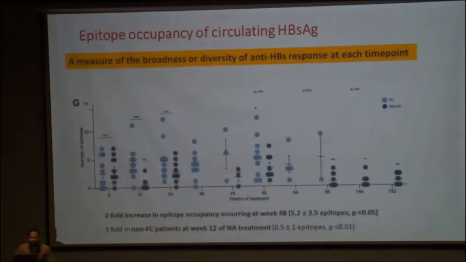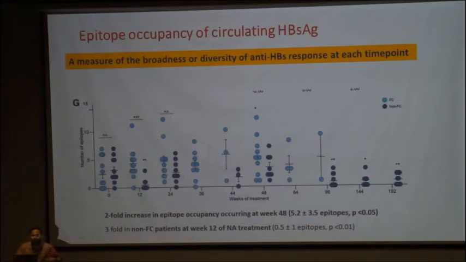Coming to the epitope occupancy and circulating HBsAg. This is a measure of broadness or diversity of the anti-HBs response at each time point. As the number of epitopes occupied by the anti-HBs goes higher in patients who achieved functional cure, light blue color, by 48 weeks there was a twofold increase in the epitope occupancy, while by 12 weeks itself there was a threefold decline in the non-FC patients in the number of epitopes occupied by the anti-HBs.